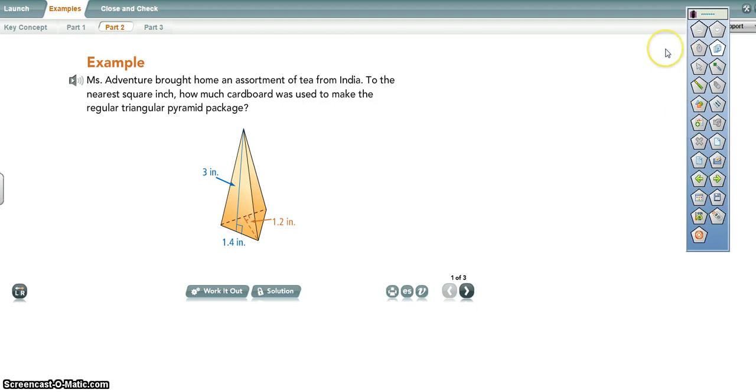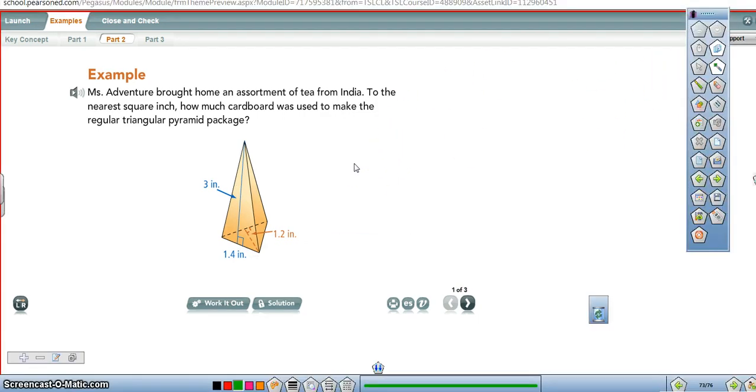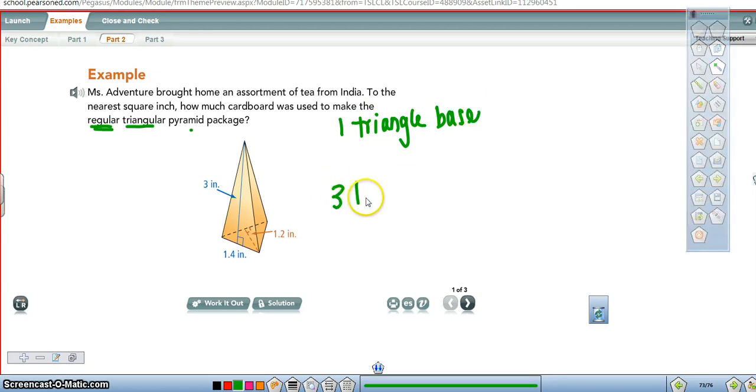We can also do other types of pyramids. This is a triangular pyramid because the base is a triangle. They call it a regular triangular pyramid because all of the sides of this triangle are congruent or are equal. So we would even kind of think of it as an equilateral triangle pyramid. Okay, so we have actually 1 triangle base. And we have 3 lateral triangles, the ones that are not bases.